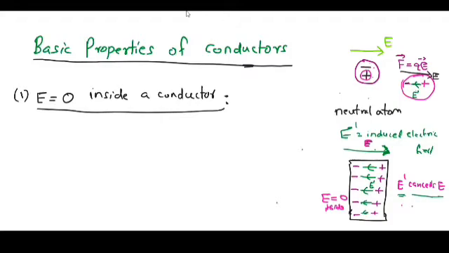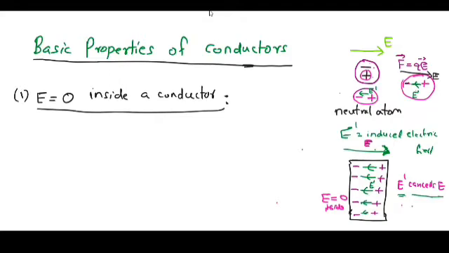If the proton remains there, and the electron is slightly displaced opposite to the applied electric field, this will also create a charge separation. One side of the atom becomes negative and the other side becomes positive. In this way, an induced electric field E dash will be developed in the atom.